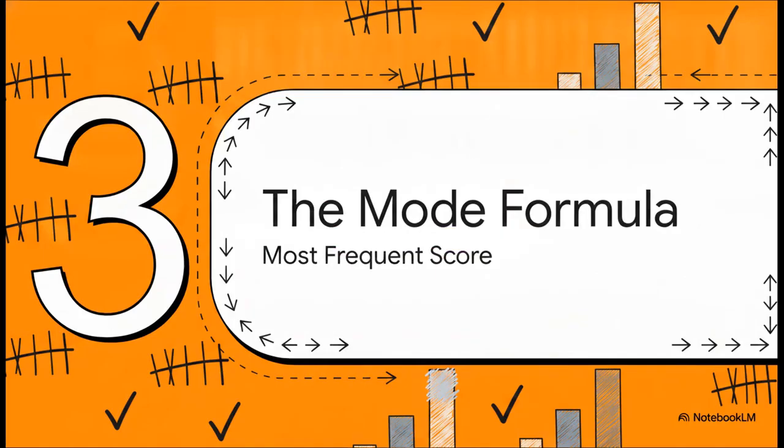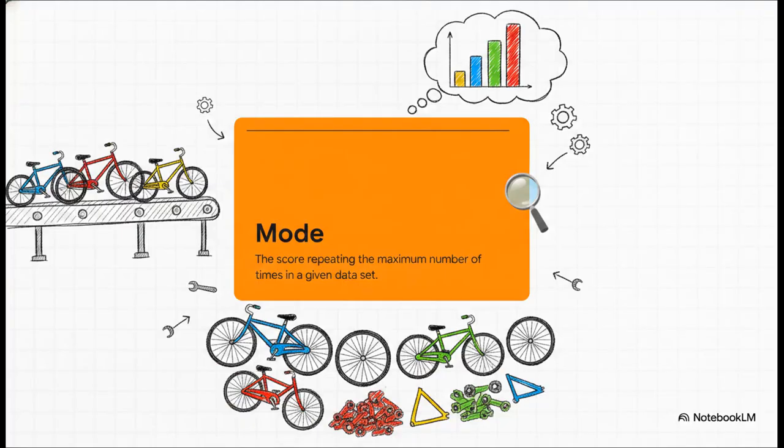Section 3. Understanding the mode formula. Finding the most frequent score. We are shifting our focus now to the second major part of our explainer, the mode. I want to remind everyone that while the median was all about finding the middle, the mode is all about finding the single value that repeats the maximum number of times.